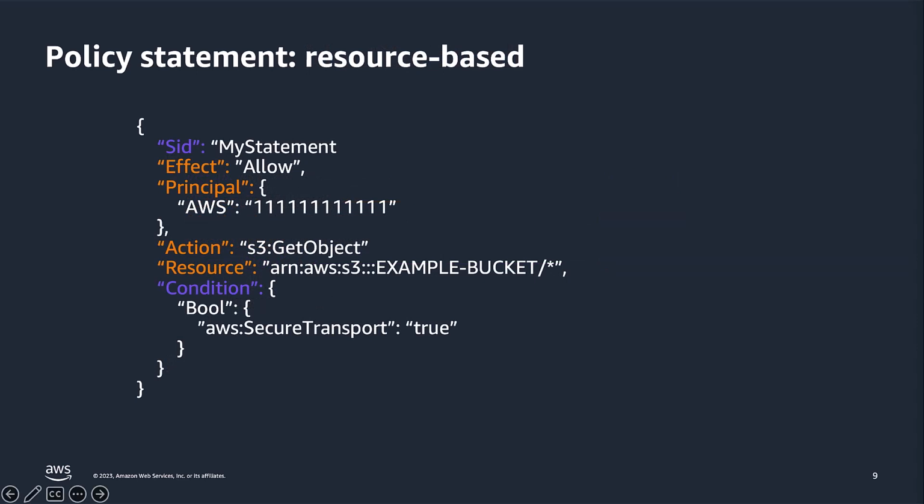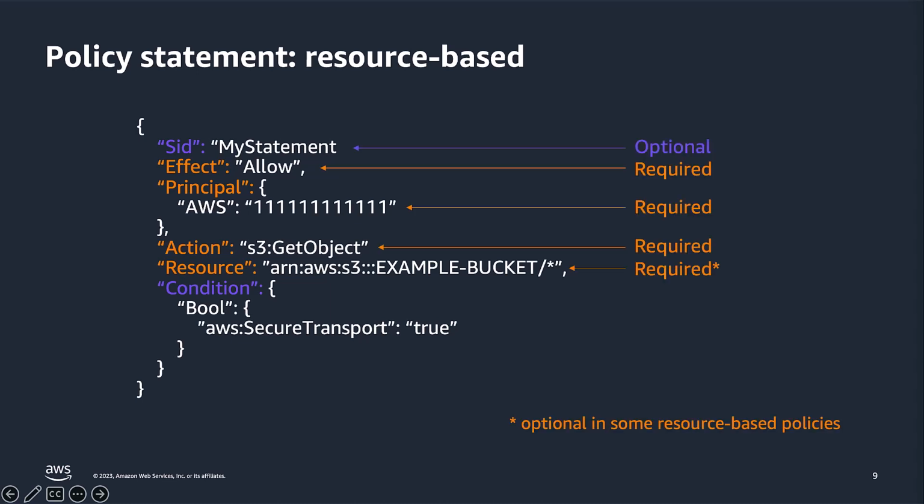A resource-based policy has the same elements that an identity-based policy has, but with the added requirement of a principal element. That's because any principal can attempt to make a call to a resource, and it's up to you to use the principal element to define who can or cannot access your resource. You'll also notice an asterisk by the required pointing to the resource element. And this means that the resource is implied and optional in some resource-based policies, such as an IAM role trust policy. In most cases, you'll see this resource element, however.